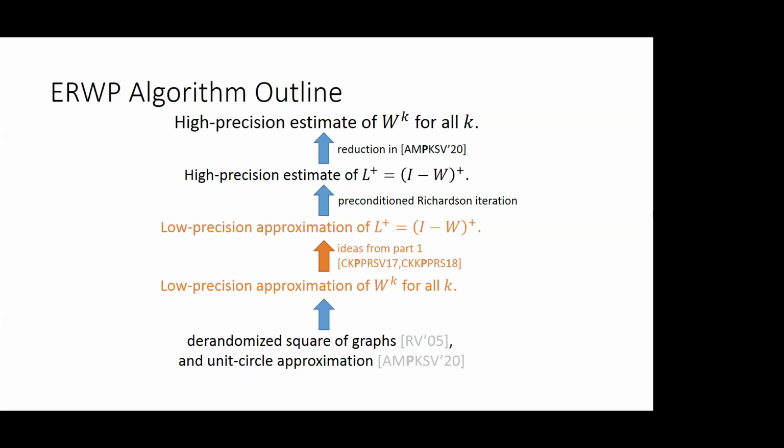Okay, now I'm going to talk about how we get that low precision estimate of L pseudo inverse from a low precision estimate of W to the k for all k. Or sorry, I think we're skipping that, right? Due to time. Yeah, we're skipping that due to time, but it uses ideas that are very similar to the ideas we talked about in the low time setting. And so what we're going to end the talk with is how to get a low precision approximation to W to the k for all k from the derandomized square of graphs, and how this notion of unit circle approximation plays into it.